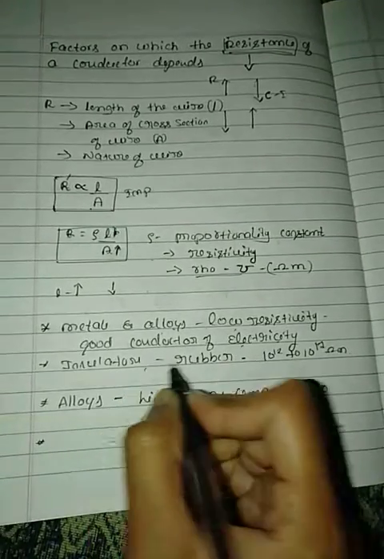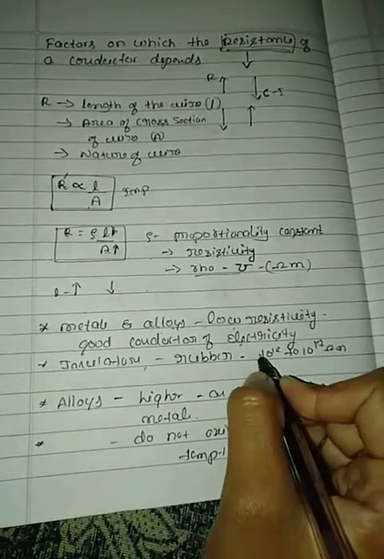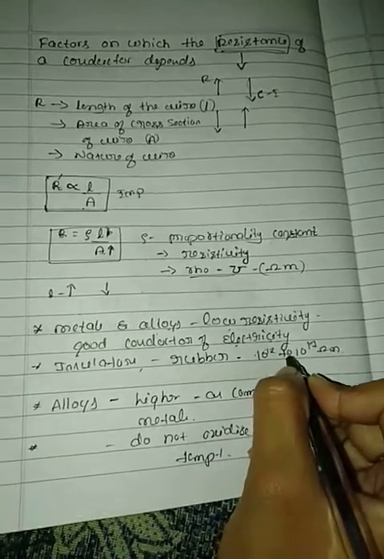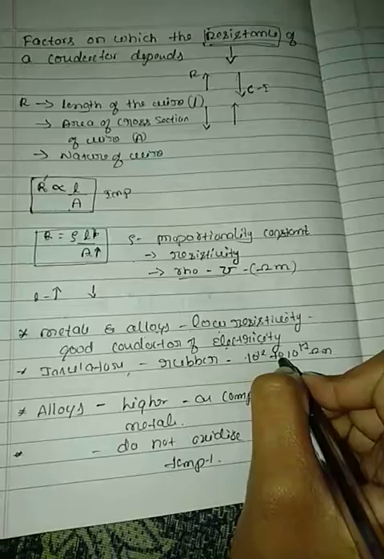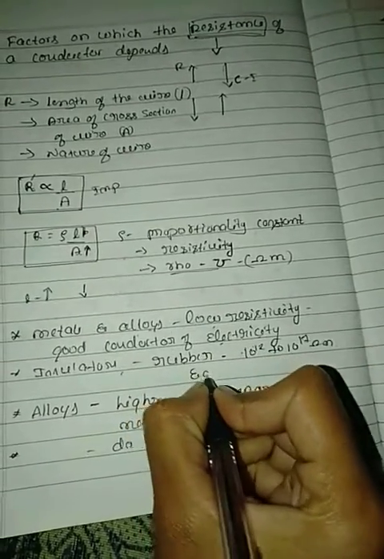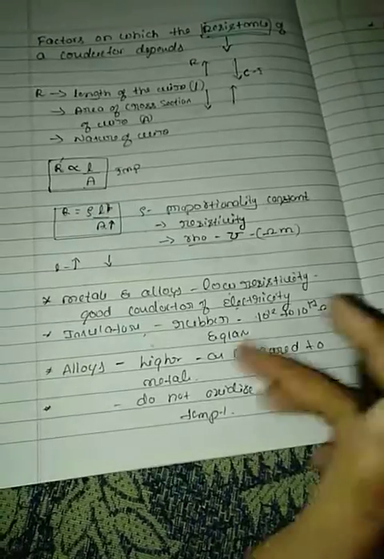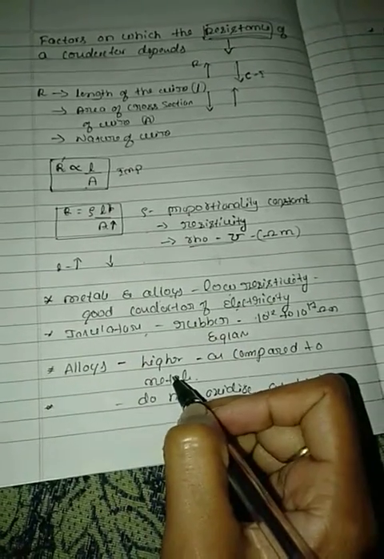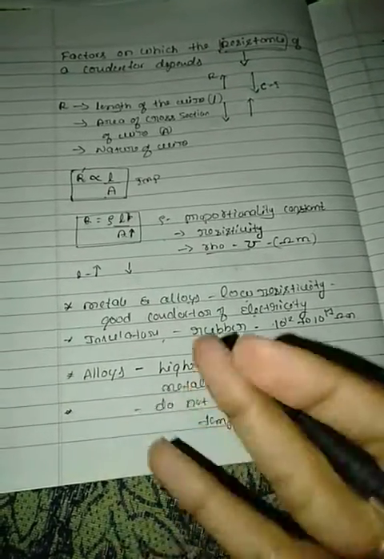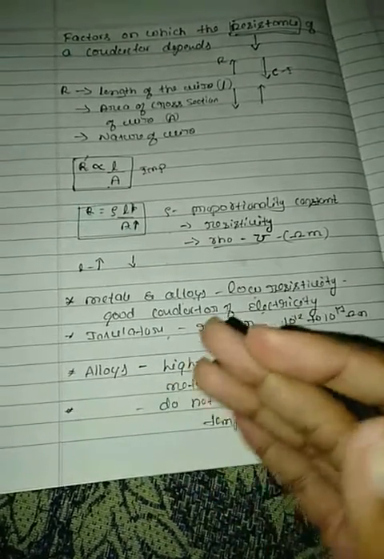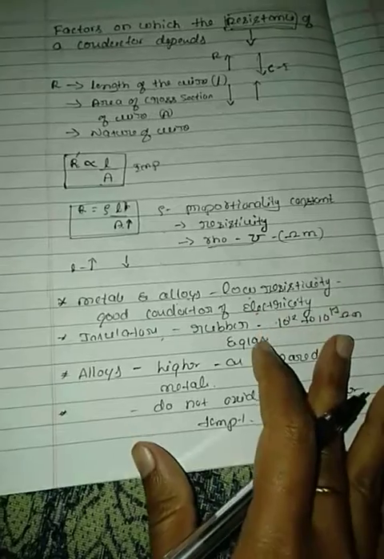And insulators like rubber have a resistivity range of 10 power 12 to 10 power 17 ohm meter. Rubber and glass are also insulators. So we know what conductors and insulators are. Conductor means which allows current. Insulators mean which do not allow current to flow through the materials.